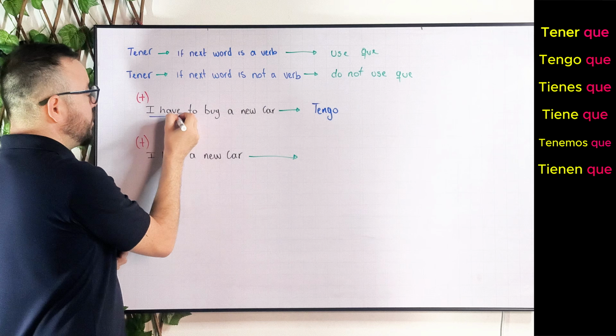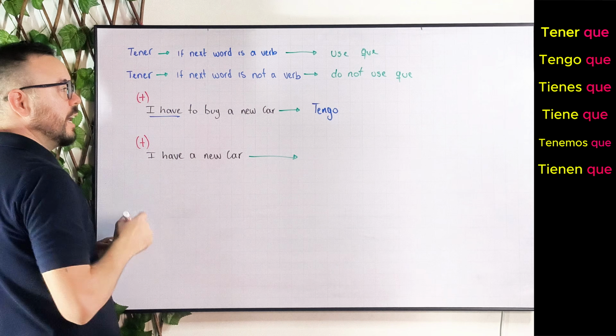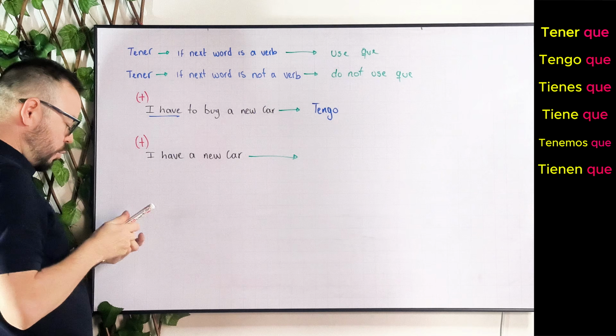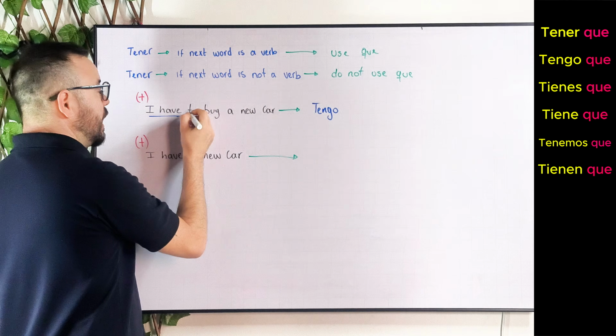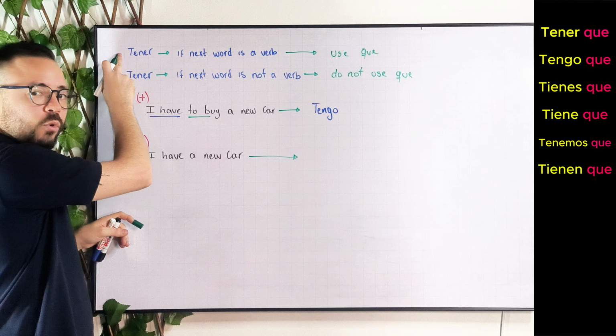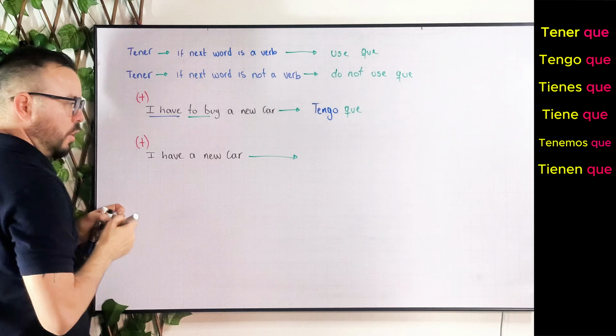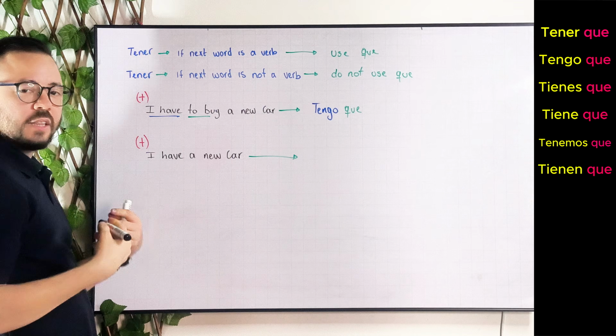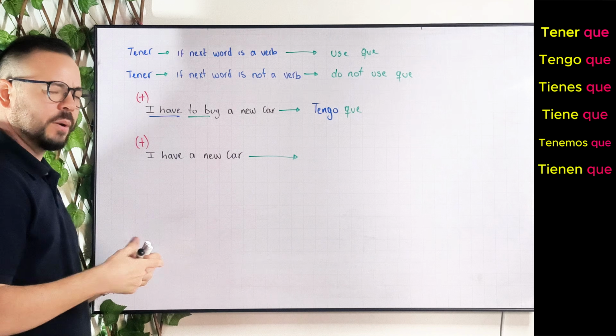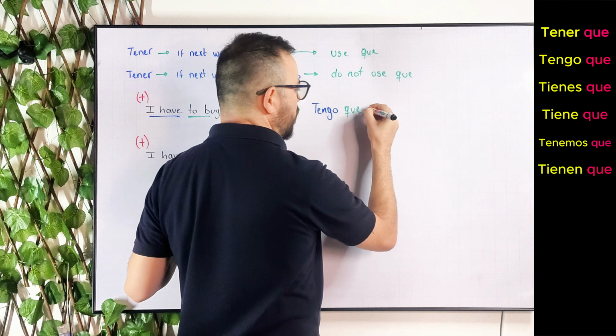So let's see, I have here this word, to have, right? And then the next word is a verb. How do I know that it's a verb? Because I'm saying to buy. That means that this rule is being accomplished. That means that I need to use this que. So I'm just going to say here, tengo que. Then we just need to say to buy, that is just a verb in the natural form. That probably you guys know this one already. It will be just comprar.